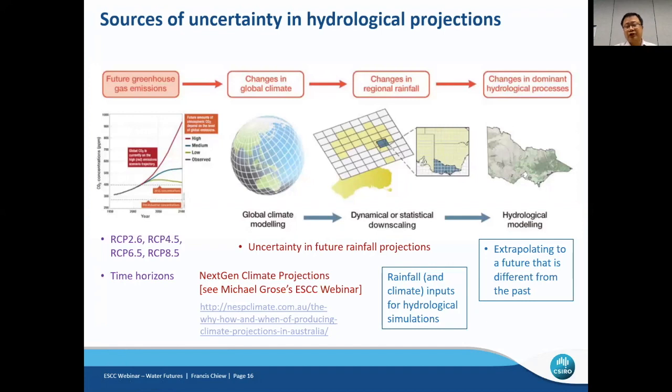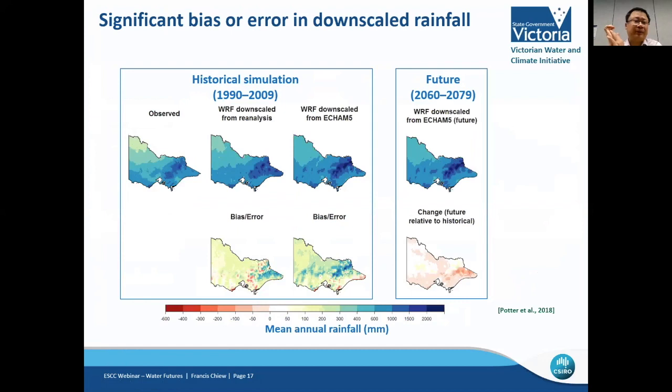Okay, I'll just show some examples of why we need to bias correct the rainfall for hydrological applications. So this plot here shows the observed rainfall patterns. In the middle plot here, I'm showing the rainfall patterns that came out from WRF, which is a typical dynamic downscaling regional climate model. This is not necessarily the latest simulation, but typical simulations coming out from that, using the reanalysis data to provide the boundary conditions.